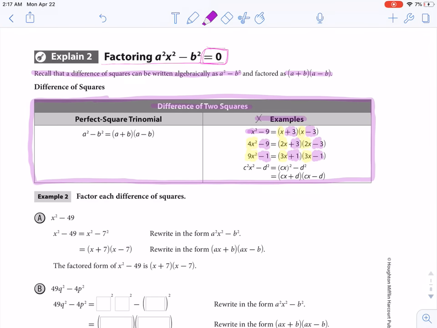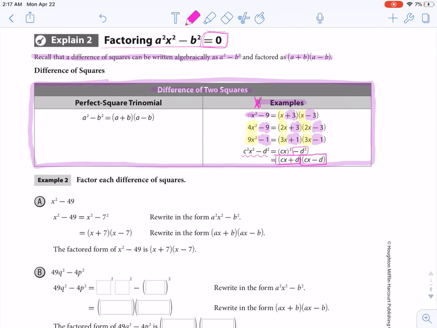Something that I want you guys to notice quickly is that there are no middle terms when it comes to perfect square binomials or the difference of two squares. And we see here with c squared x squared minus d squared, that's going to be cx squared minus d squared, which gives us the quantity of cx plus d times the quantity of cx minus d. Remember, anything I'm writing down, you guys need to write down with me. And we're actually going to look at example 2 together.